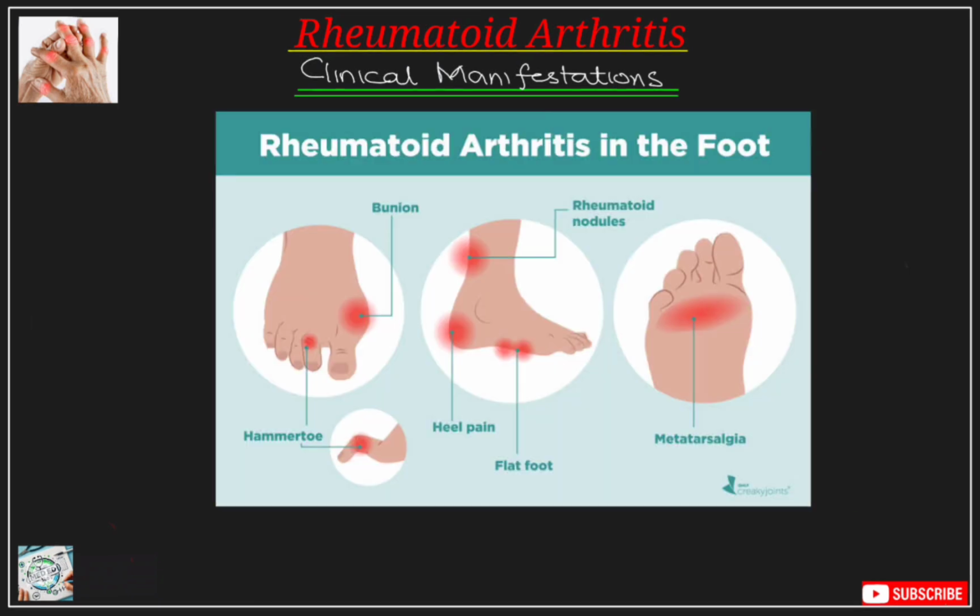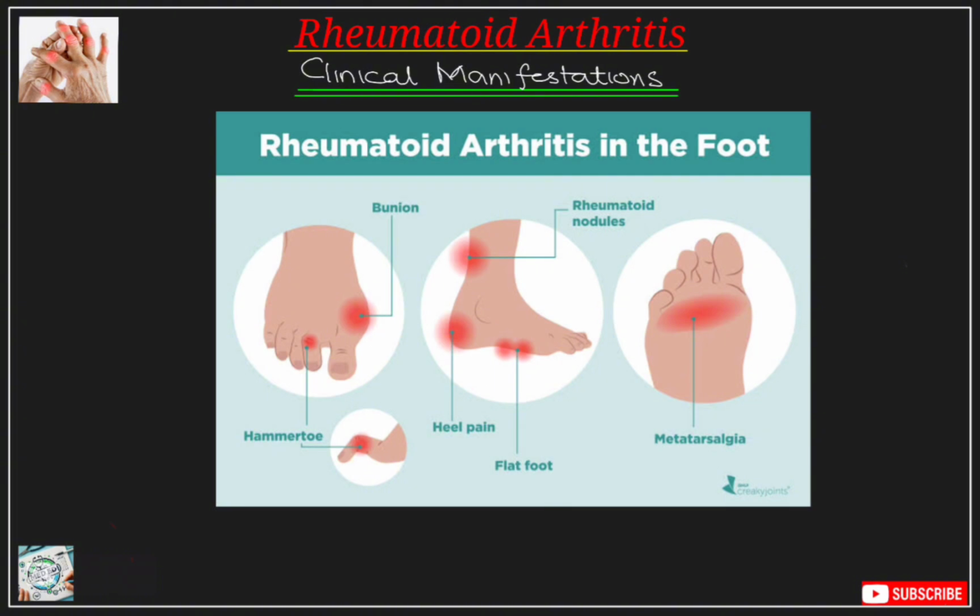I have talked about the hands. Now what about the feet? Feet are also very commonly affected in RA. In fact, the metatarsophalangeal joints are often involved early in the disease and are often one of the first sites where the radiological erosions appear.